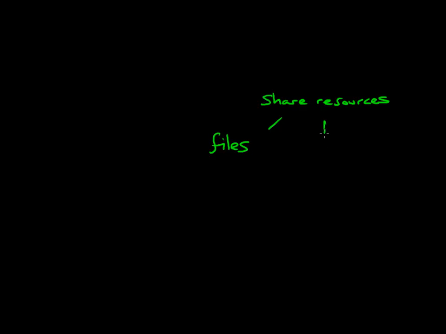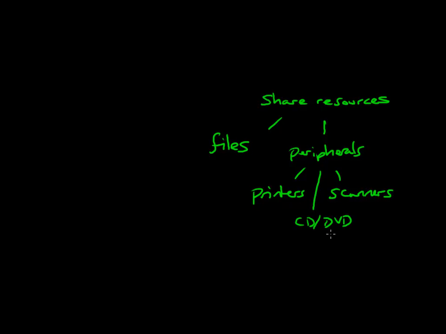We can also share out peripherals. And so that's things like printers, like scanners, and maybe a CD or a DVD writer or burner. And that saves us having to buy these individual peripherals for every single computer. So we could buy very expensive printers, but if we're sharing them out for 1,000 people, suddenly they're not so expensive, the cost is justified.